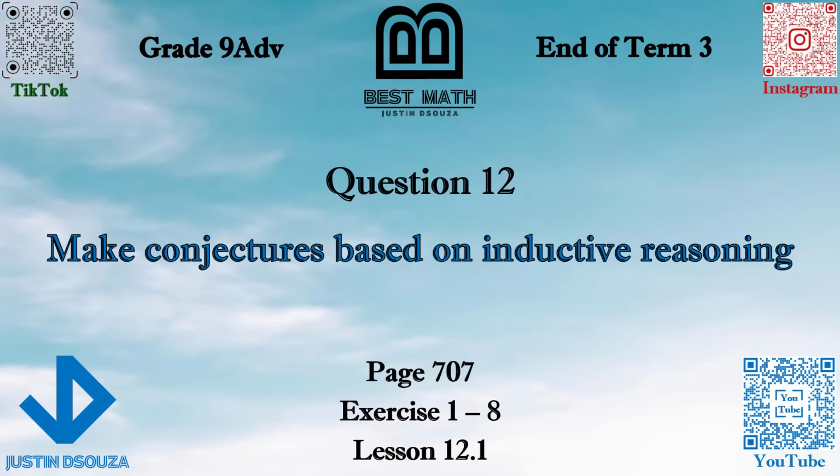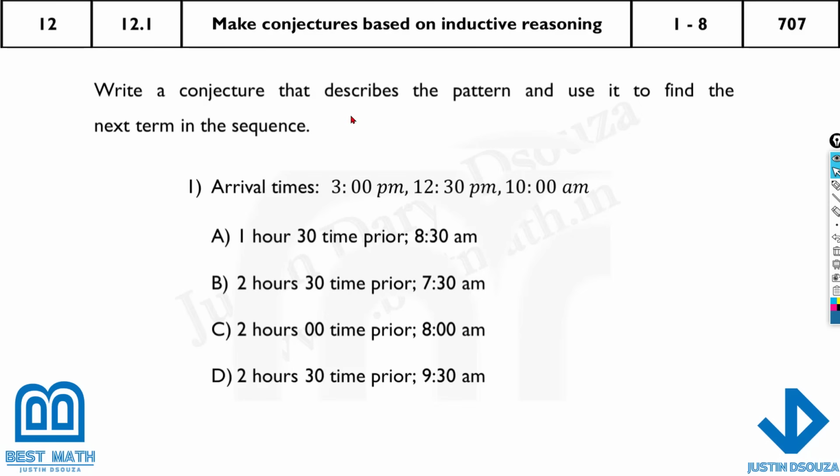In this question, we will make conjectures based on inductive reasoning. Now here they have asked us to make a conjecture. You can see the arrival times are 3 p.m., 12 p.m., 10 p.m. Which would be the most probable next time to be written? Now you can see the times are going backwards. 3, 12, 10. By how much? From 10 to 12, it's 2.5 hours. So time is going backwards by 2.5 hours.